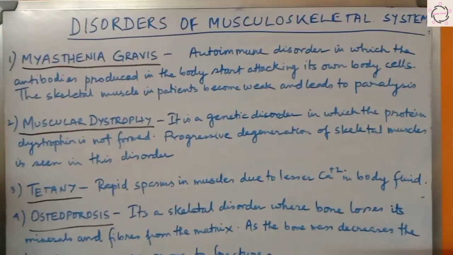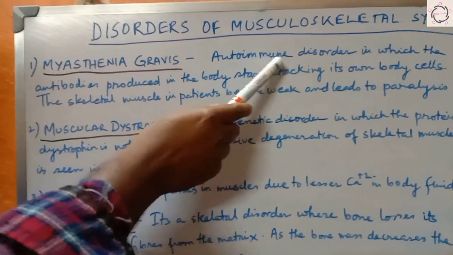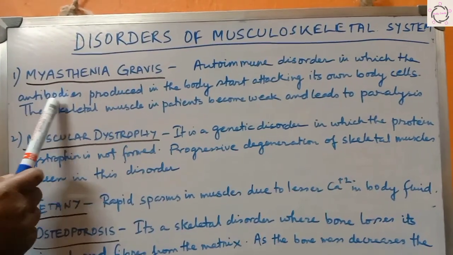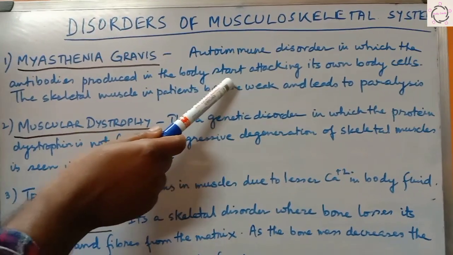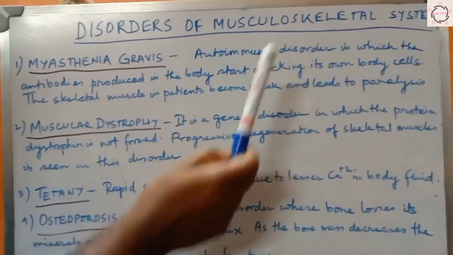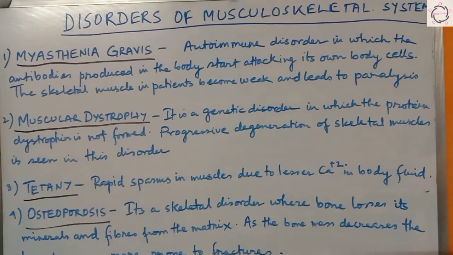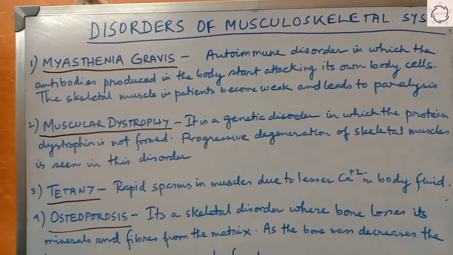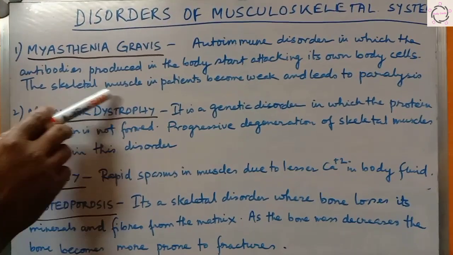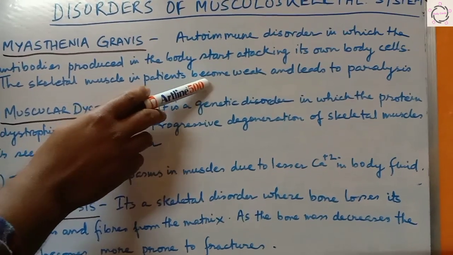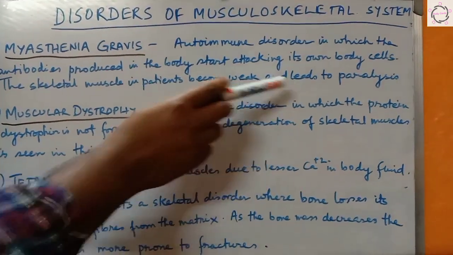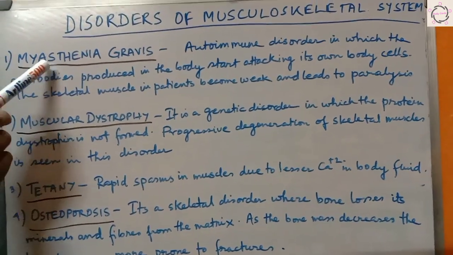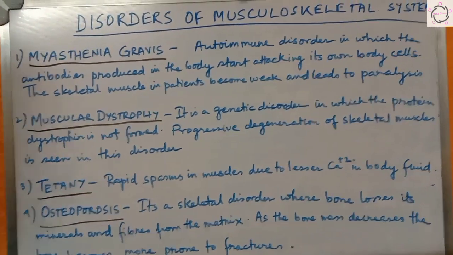So what is it? This is an autoimmune disorder in which the antibodies produced in the body start attacking its own body cells. So when body cells are being attacked by itself, the skeletal muscles in patients become weak and lead to paralysis. So this is the case of myasthenia gravis.